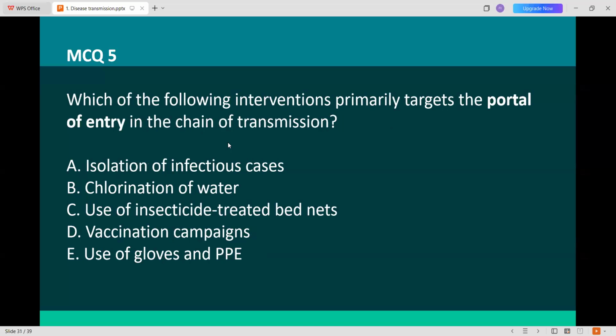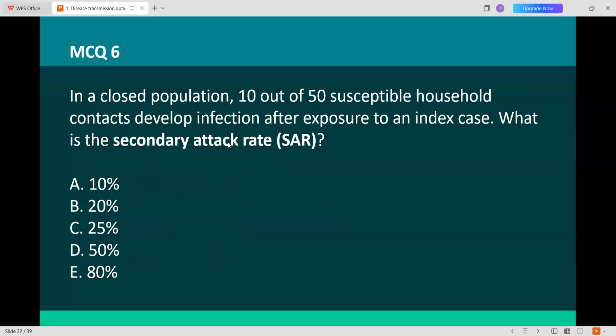MCQ number five: which of the following interventions primarily targets the portal of entry in the chain of transmission? A, isolation of infectious cases. B, chlorination of water. C, use of insecticide-treated bed nets. D, vaccination campaign. E, use of gloves and PPE. E is the right option.